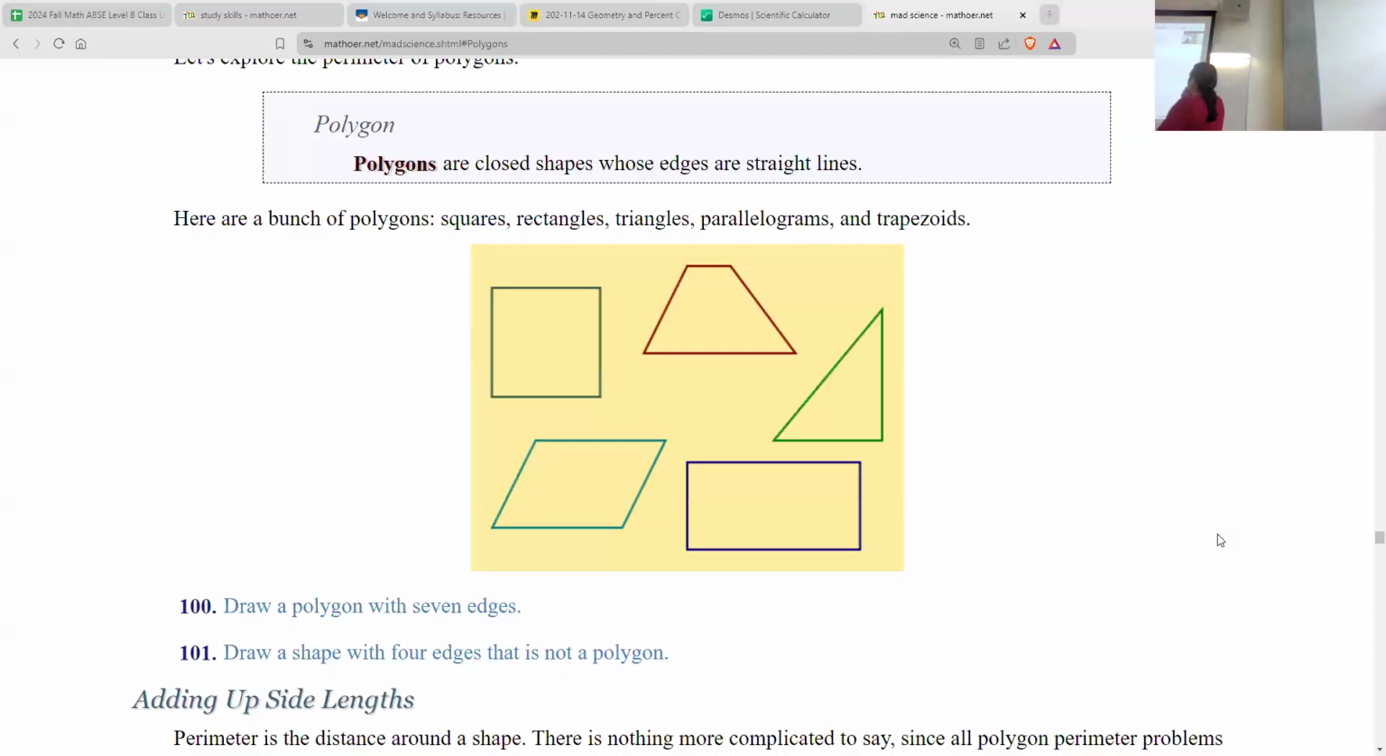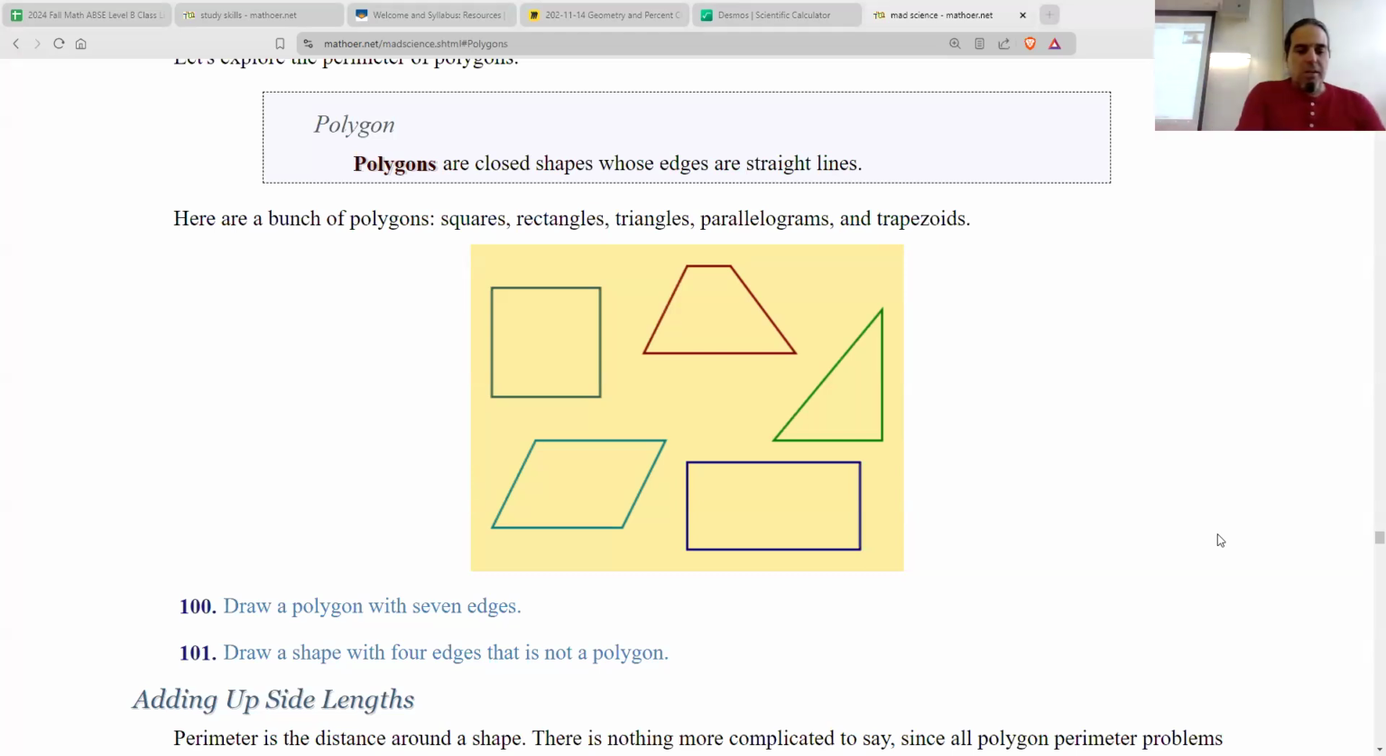So our next thing to talk about after perimeter is the word polygon. We've been dealing with polygons, with the plastic tiles, with the wooden pattern blocks that were yellow and green, blue and red, but I don't know if we've ever officially defined it. So a polygon is a closed shape whose edges are straight lines.